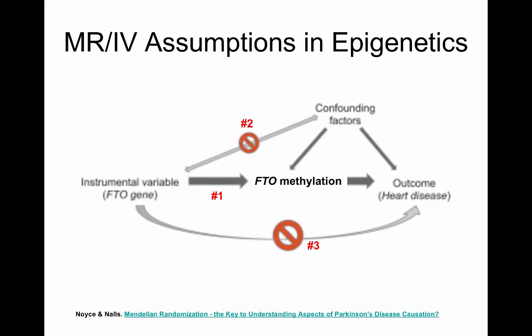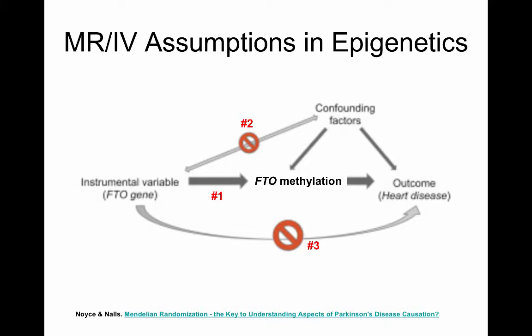Now let's revisit these same three assumptions, except now imagine that instead of body mass index, our exposure of interest is the methylation of the FTO gene. Maybe we have biological reasons to believe that epigenetic changes in that region may causally impact a serious outcome like heart disease. So the question is, would the assumptions change just because we're using an epigenetic exposure? Not really. Actually, not one bit.